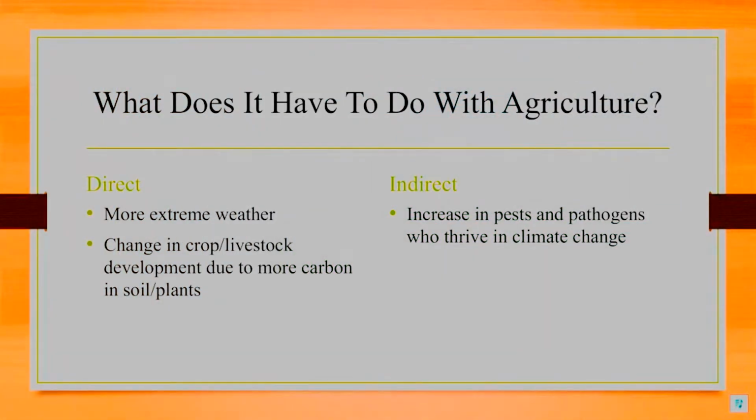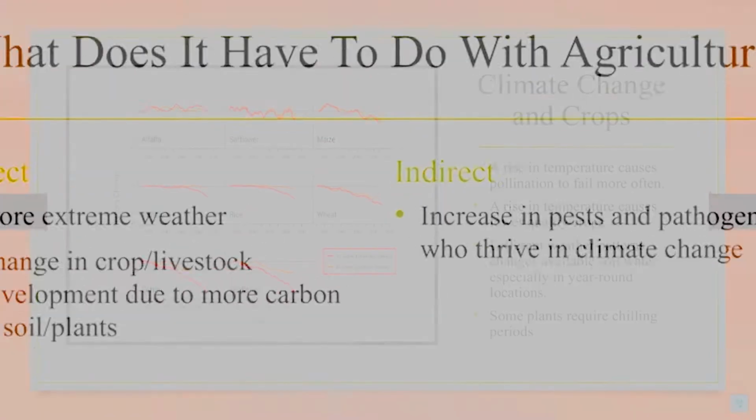What does it have to do with agriculture? Direct impacts include extreme weather and change in crop and livestock development due to the extra carbon in soil, plants, and the atmosphere. Some indirect effects include increases of pests and pathogens who thrive in climate change.